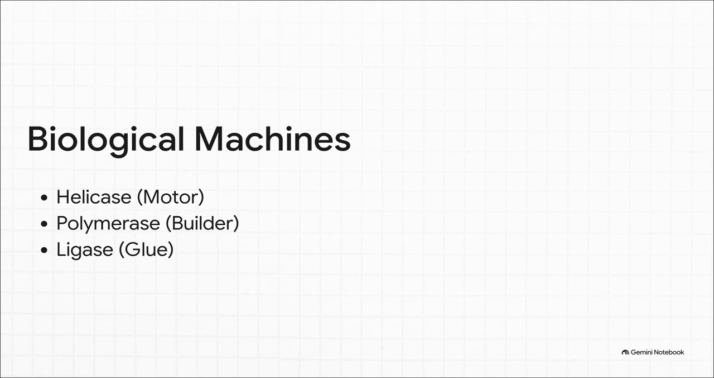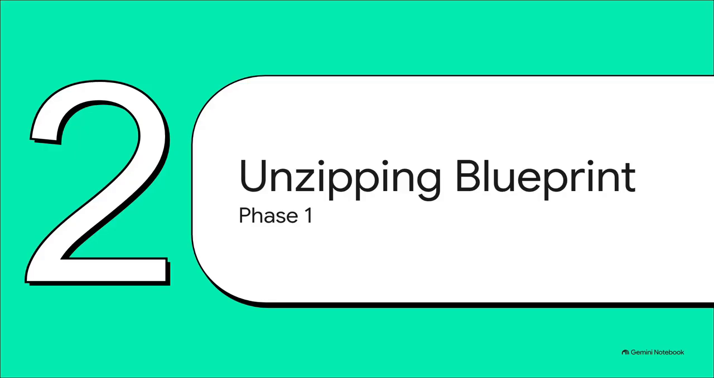Our core cast of biological machines includes helicase, which is basically our heavy-duty motor, DNA polymerase, the massive, complex master builder, and ligase, which acts as the vital glue. These 3 enzymes are going to drive the entire plot of our explainer today. Moving into Section 2, Unzipping the Blueprint, and Action.